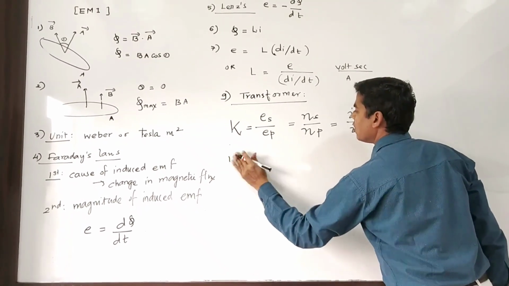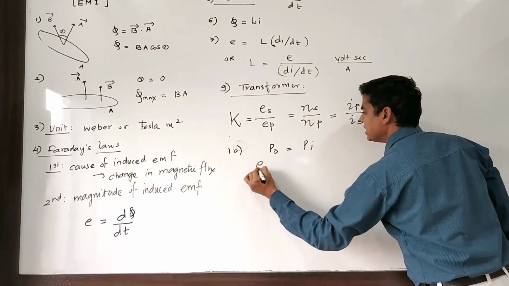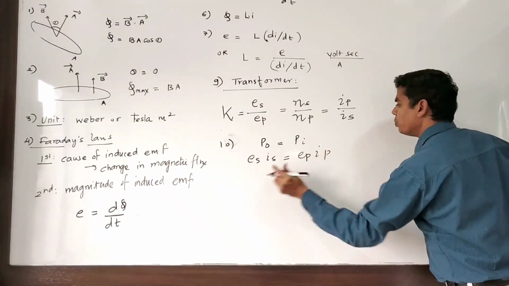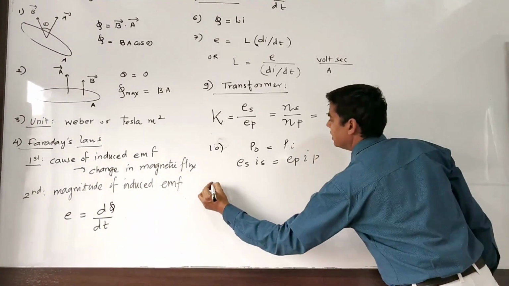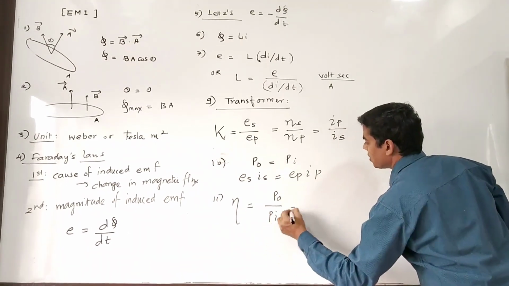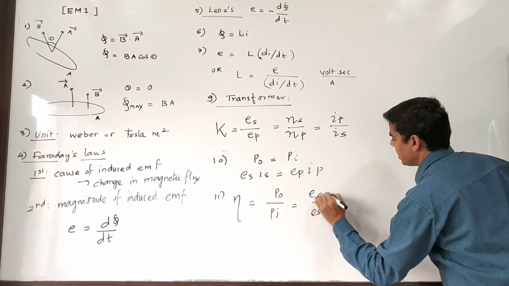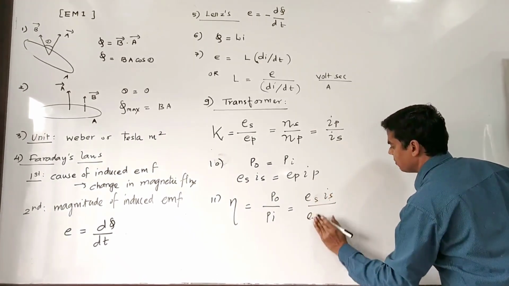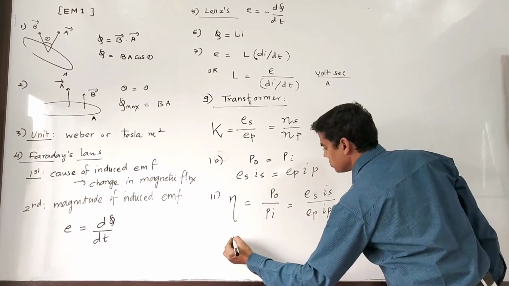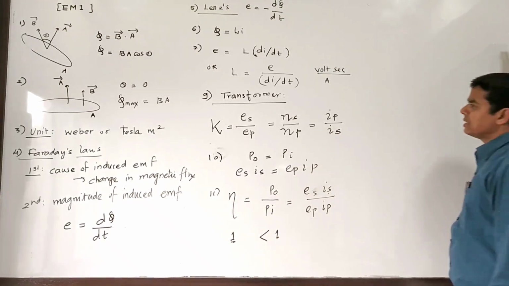This is called as a transformer or turns ratio. Again, in case of ideal transformer, output power must be equal to input power, that is ES IS is equal to EP IP. Output power is equal to input power. Again, efficiency of a transformer is output power upon input power, that is ES IS upon EP IP, that is output power upon input power. Efficiency of an ideal transformer is always 1, and for all other practical transformer, efficiency is less than 1.